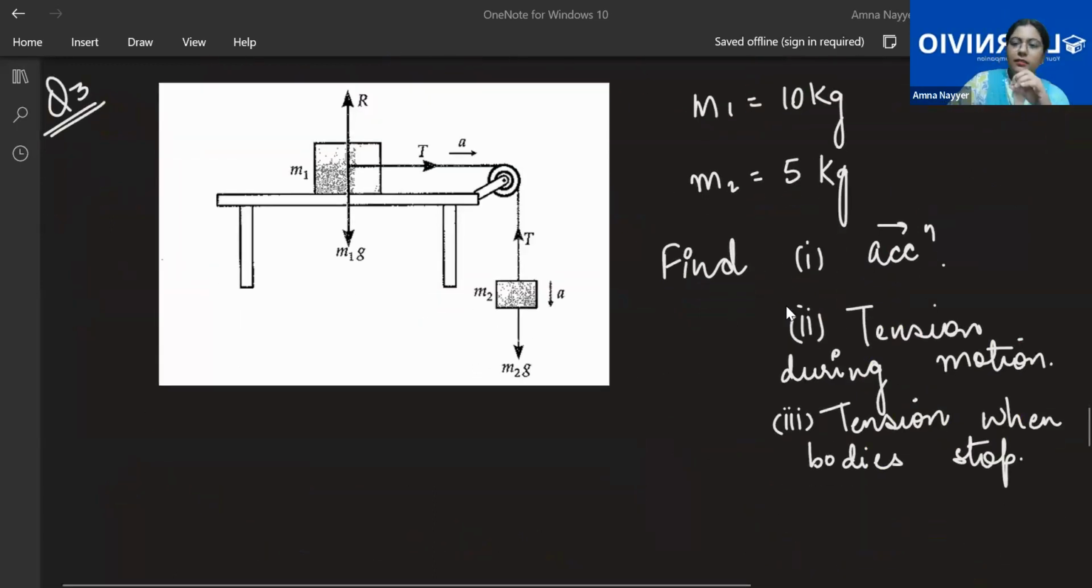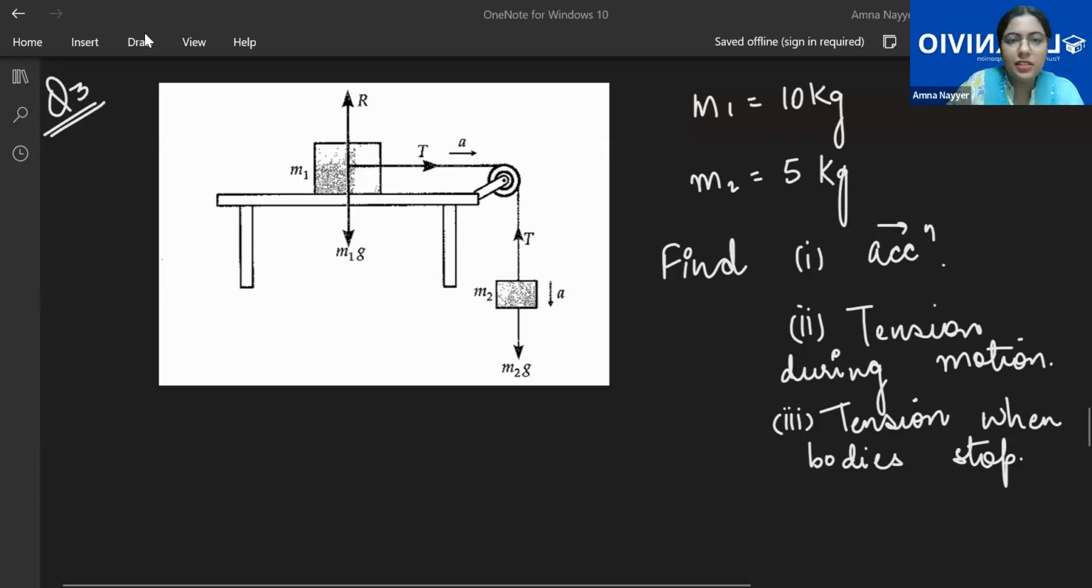Let's discuss one more question. See, here the rest of the things I have not written. The question had that a block is kept on a table which has a string attached and passing over it smoothly, and another mass is attached, which has the free end. So this is the figure, and M1 is 10 kg, M2 is 5 kg. You have to calculate the tension and acceleration. For the tension, you have to calculate it during the motion and when the body stops.